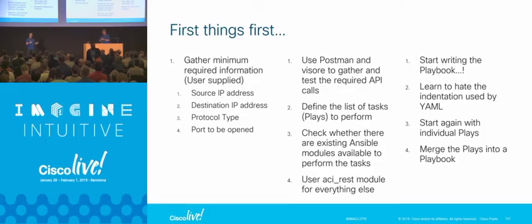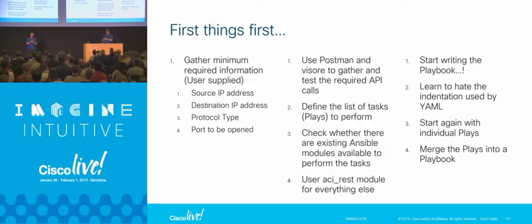Then we'll define a list of tasks, a list of things that we want to go and do. Now, inside Ansible, there's lots of tasks or roles that are already there for you. But where there's one that doesn't do what you want to do, and in our case, there's not everything that we want, we're going to use the ACI REST module. So we're going to use that one, and we can post directly into the API. We're going to post in calls.